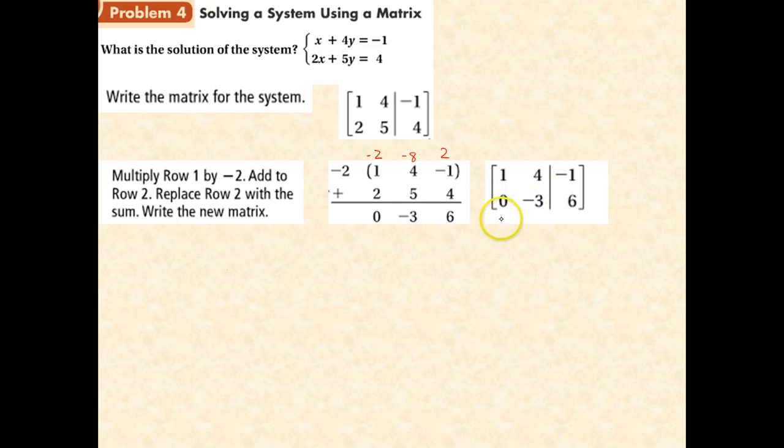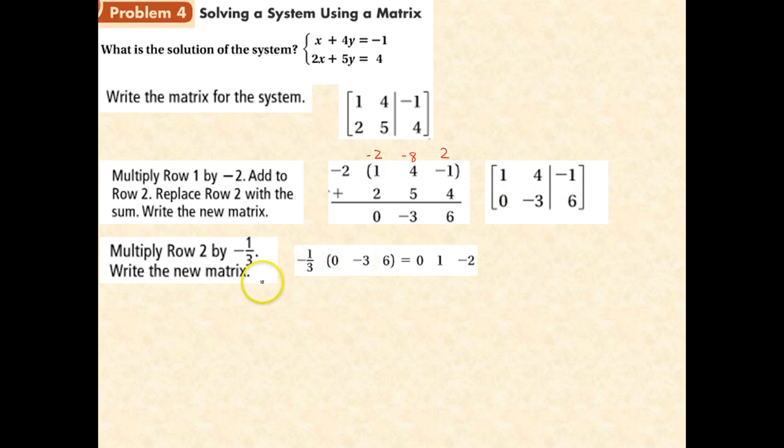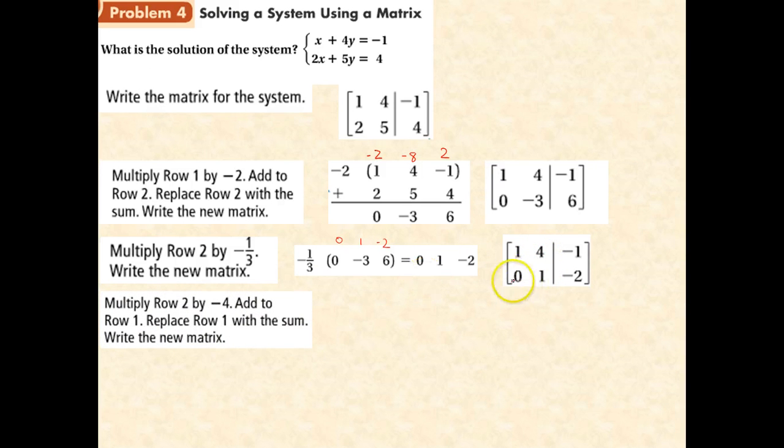So what can I do next? I can multiply row 2 by -1/3. What good would that do me? Well, when I multiply row 2 by -1/3, I get 0, 1, -2, which gives me a 1 here. Now, if I can only somehow get a 0 there, well, I can. I can multiply row 2 by -4 and then add that to row 1.